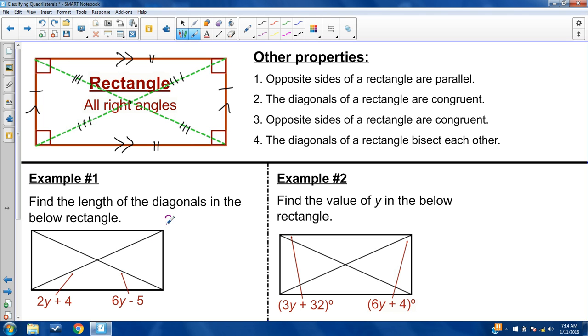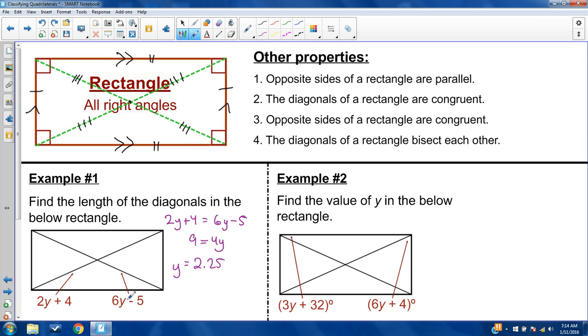Because the diagonals are congruent, I can set these lengths equal to each other. It's 4y equals 9, and y equals 2.25. Strange number. We got to deal with it. It happens. So the length of both diagonals should be the same.